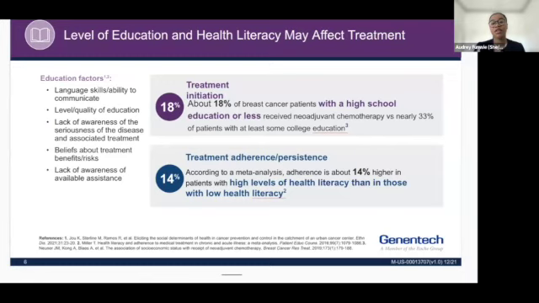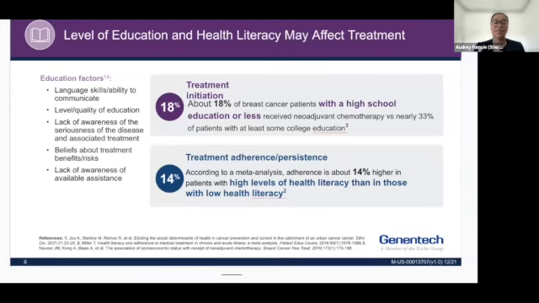So about 18% of breast cancer patients with high school education or less receive neoadjuvant chemotherapy versus 33% of patients with at least some college education. And according to a meta-analysis, adherence is about 14% higher in patients with high levels of health literacy than in those with low levels of health literacy.